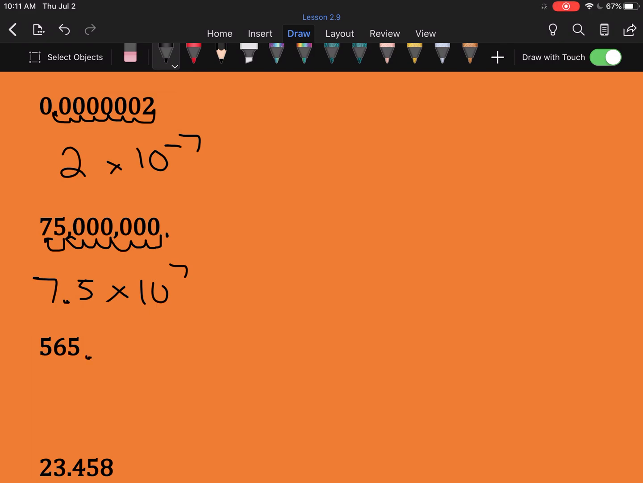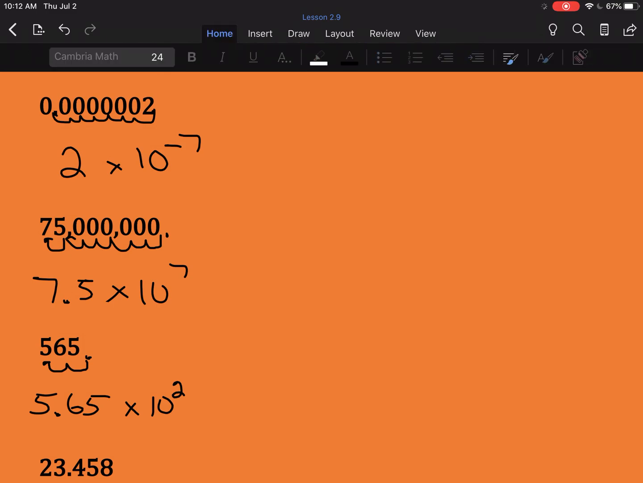On 565, our decimal point is on the end, and there are 3 numbers to the left of it, 5, 6, and 5. You're only allowed to have 1. So I've got to move this decimal point 1, 2 times so that I've got 5 on the left side and 6, 5 on the right side, 5.65. We move the decimal point 2 times to the left, so it's 5.65 times 10 to the positive 2.